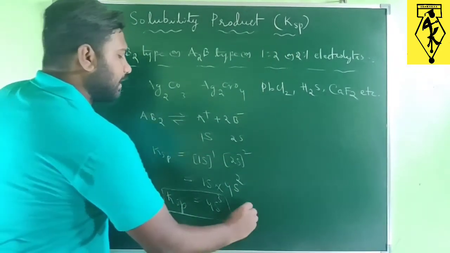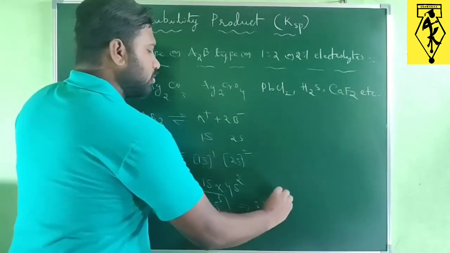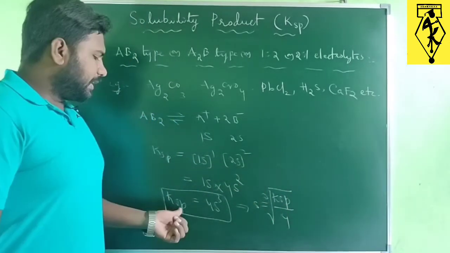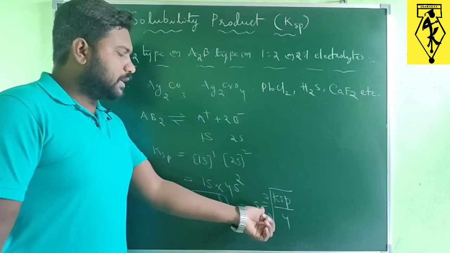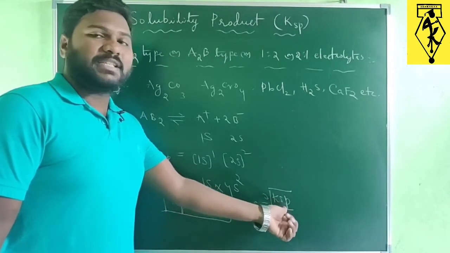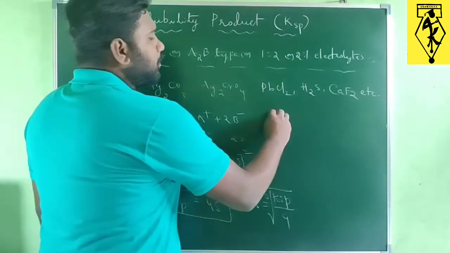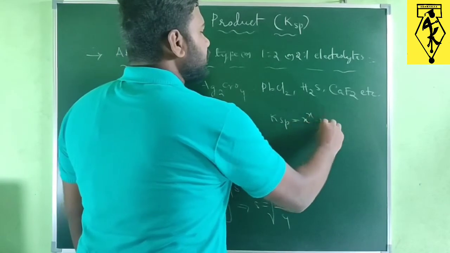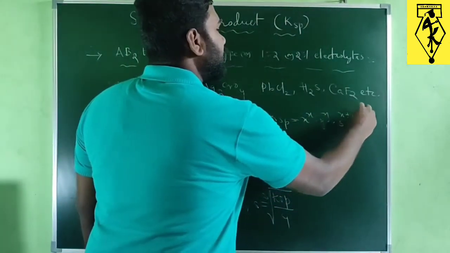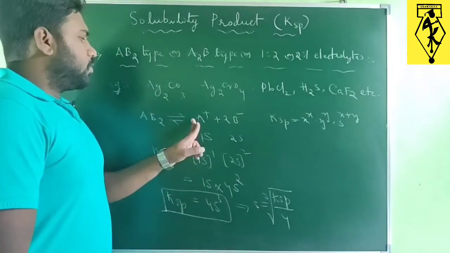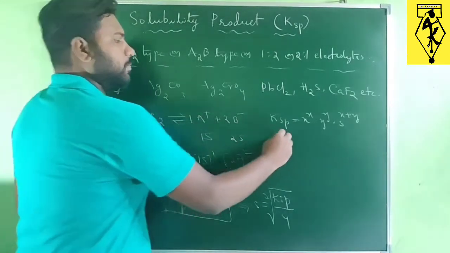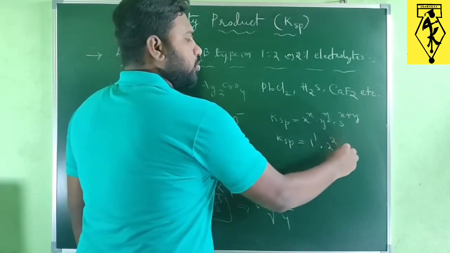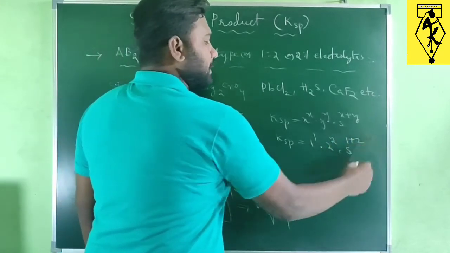Here if you want to calculate S, S is equal to the cube root of Ksp divided by 4. Since Ksp is equal to 4S cube, S is the cube root of Ksp by 4. Or else according to the formula also we can do this. Ksp is equal to, you need to remember that formula: x^x, y^y, and S^(x+y). So simple here. What is x? 1. What is y? 2. So Ksp is equal to 1^1, 2^2, S^(1+2).